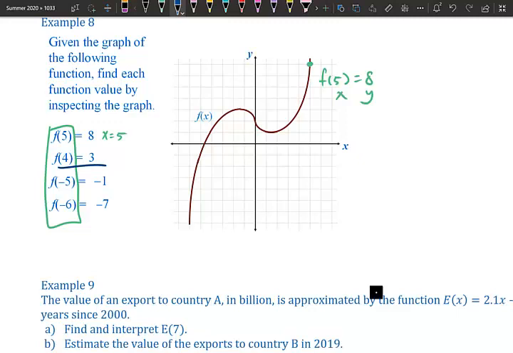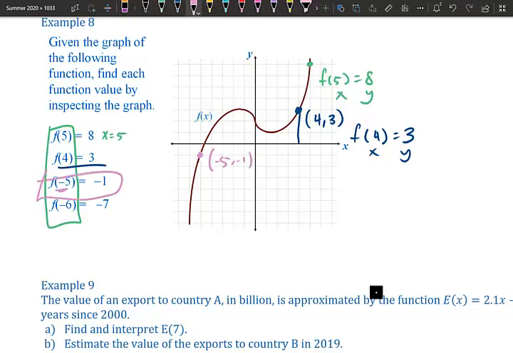f of 4, so let's go to 4: 1, 2, 3, 4. Let's find that point. The point is right here, at 3. So this would be (4, 3), or f of 4 equals 3. Remember, x, y. Here we have f of negative 5, so x is negative 5. We need to find the point associated with that. The point is right here, at negative 1. So that's (-5, -1), or f of -5 equals negative 1. And the same thing for negative 6 and negative 7.